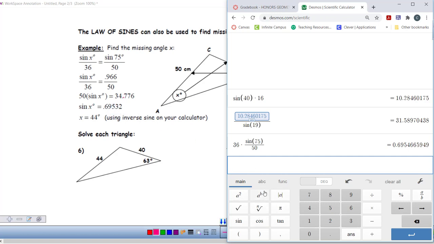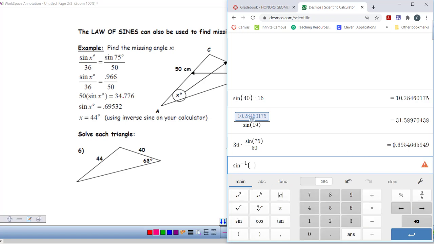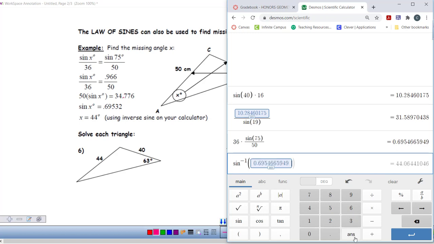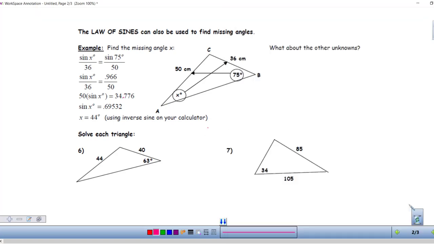And if I want to do inverse sine, this one I have to use my second function. And instead of having to type in this whole decimal or round it, to be the most accurate, we don't want to round the decimal. I want to use this in my calculator. So I'm going to go ahead and hit answer, and it plugs it in for me. Your calculators have that option as well. So 44.06 or 44.1, they had rounded it to 44 because they didn't use the whole decimal. So if you use your calculator properly, you will get a more accurate answer.